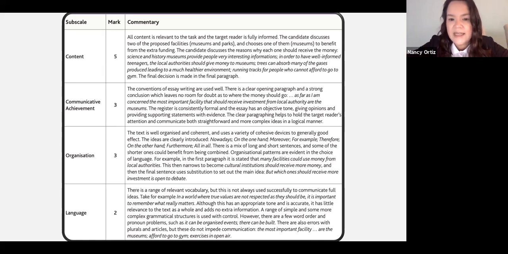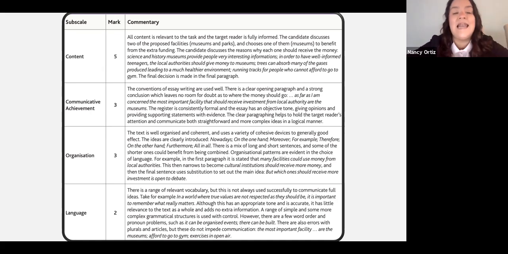For example, in the first paragraph, it is stated that many facilities could use money from local authorities. This then narrows to become cultural institutions should receive more money. And then the final sentence uses substitution to set out the main idea. But which ones should receive more money investment is open to debate. Okay, so the organization of sentences is what affected this person, and punctuation.